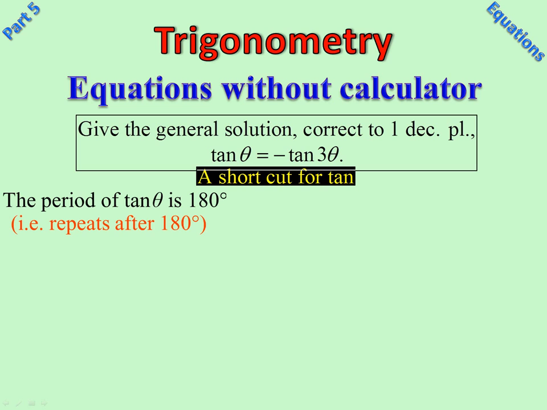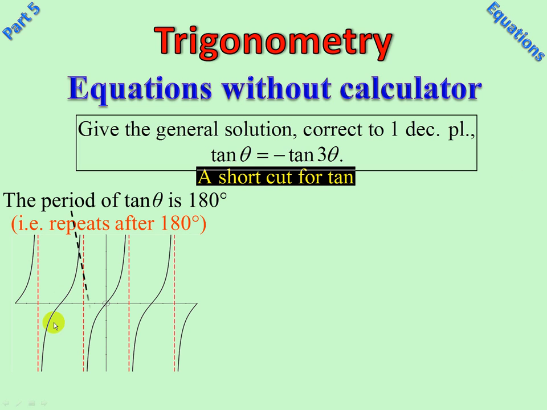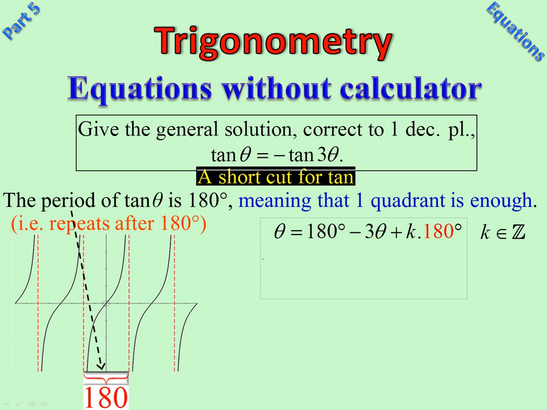So the period of tan is 180 degrees. Here it explains by graph. There's one period of the graph. Notice there's the pattern, then it repeats. So therefore, I can say whatever the value is, that every 180 it's going to do the same thing, which means that one quadrant's enough. So instead of saying theta equals 180 minus that plus k360 and theta equals 360 minus that plus k360, I'm going to go for the second quadrant, theta equals 180 minus 3 theta, and I'm going to say plus k180, and that's enough. That includes everything.